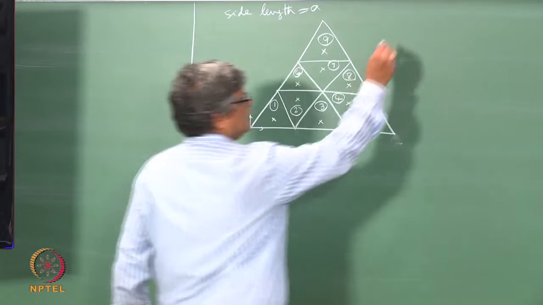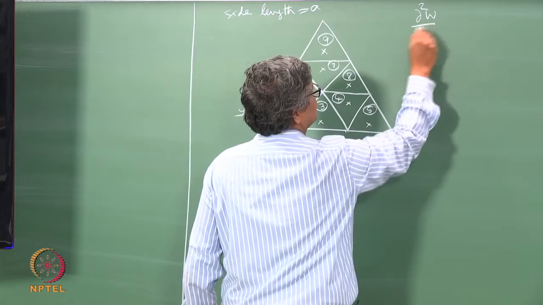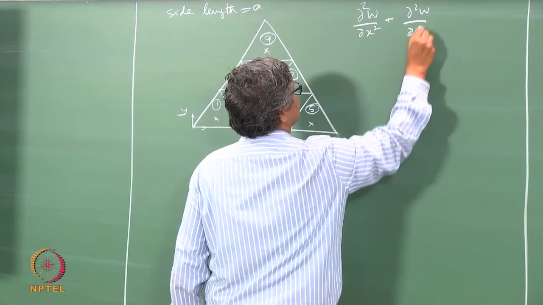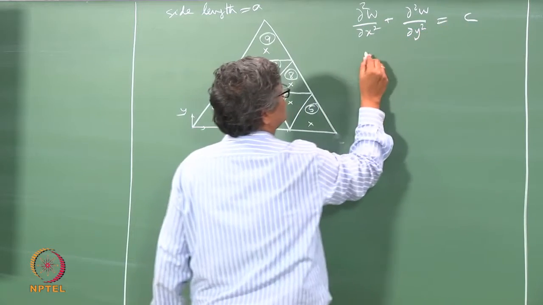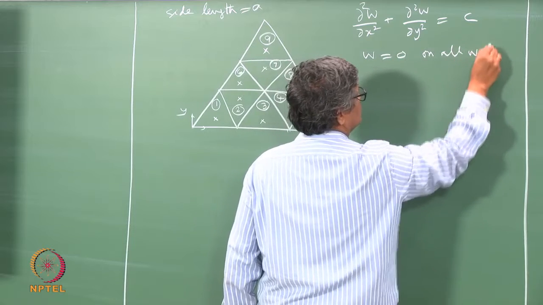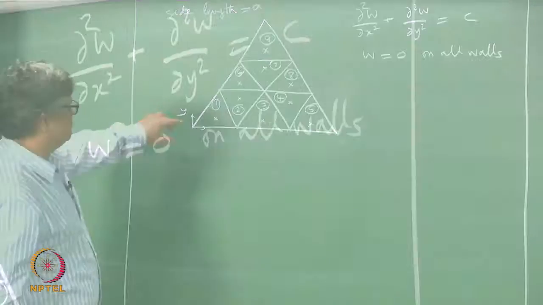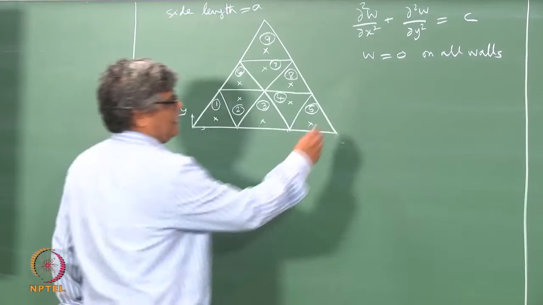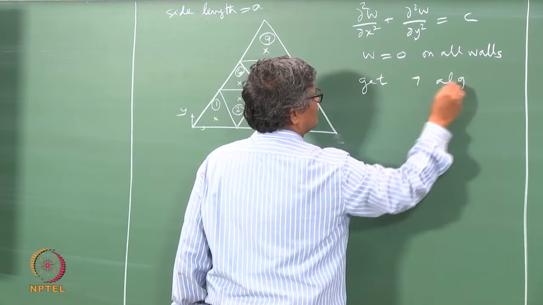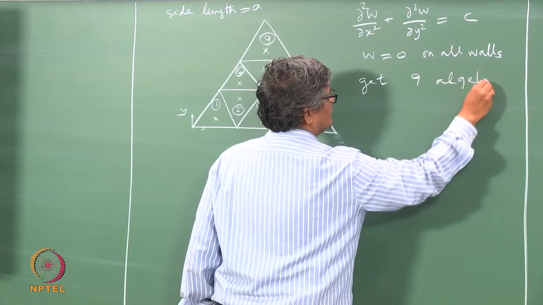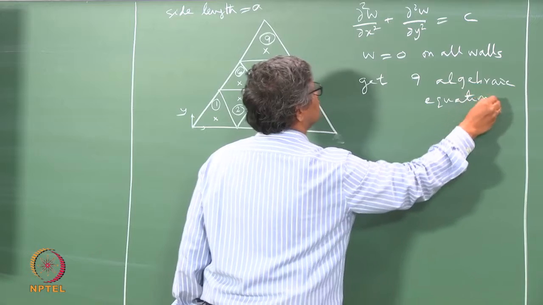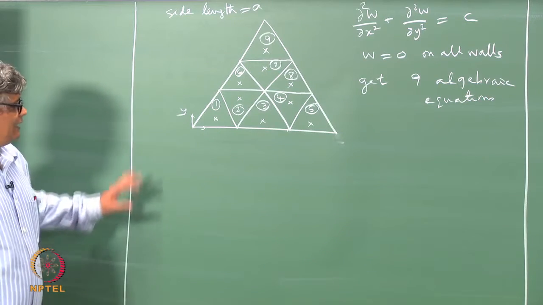We would like to discretize this equation with this boundary condition for each of the cells and get 9 algebraic equations. So, this is the tutorial, and let us get started.